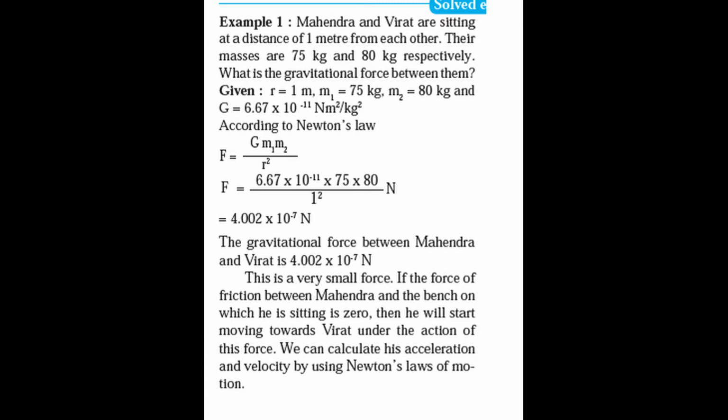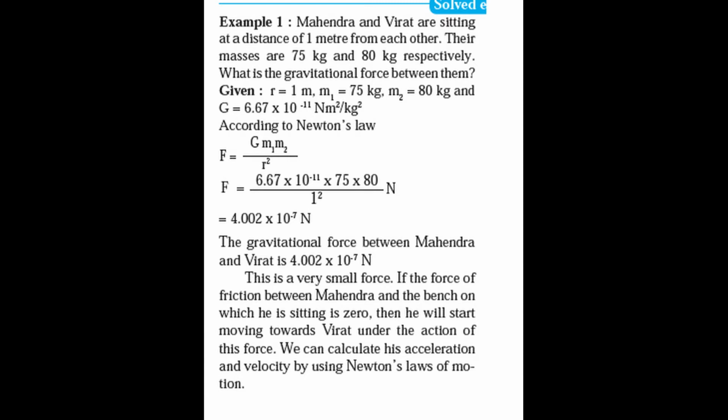Mahindra and Virat are sitting at a distance of 1 meter from each other. Their masses are 75 kilo and 80 kilo respectively. What is the gravitational force between them? So we know the distance between them, which is r. We know their masses, which are m1 and m2. And we know the universal gravitational constant, which is G. And according to Newton's law, F is equal to G times m1 m2 divided by r squared.